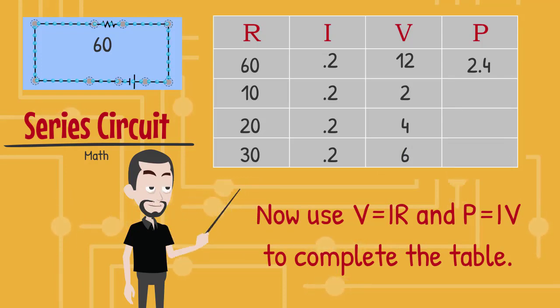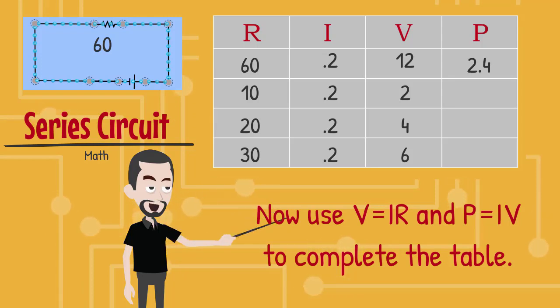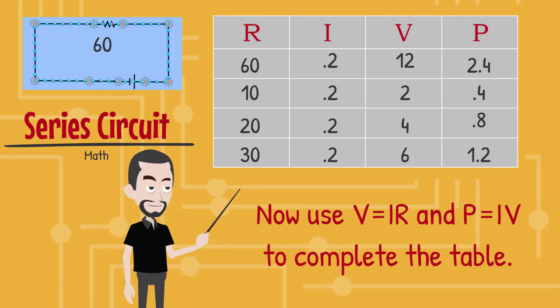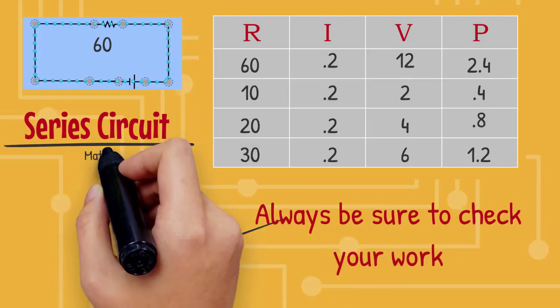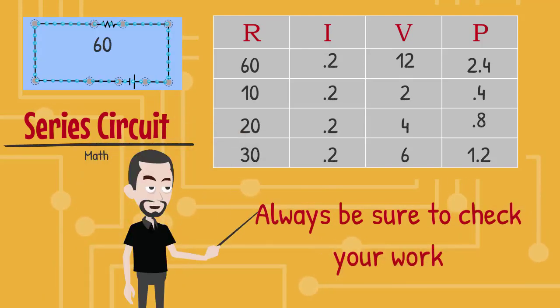Then, using Joule's law, we can go ahead and multiply the current times the voltage, I times V. 0.2 times 2 gives us 0.4, 0.8, and 1.2 watts of power used by each of those resistors in our circuit. Using the table, there's an easy way to check to see if you've got the right voltage and the right power in a series circuit.